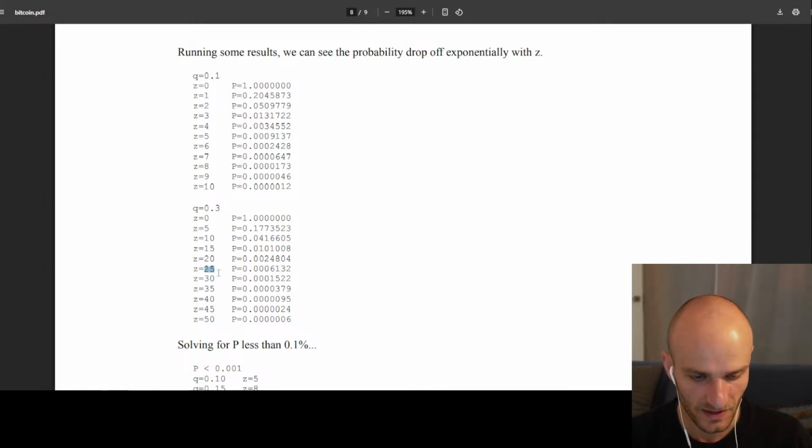After 25 blocks, which is 240 divided by 60, which would be by 6 is 4. So after 4 hours, with such a high computational power, they have less than 3 decimals probability to catch up and reverse the transaction, and so on.